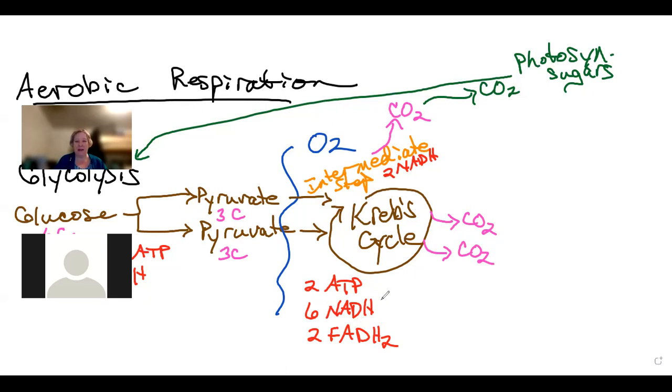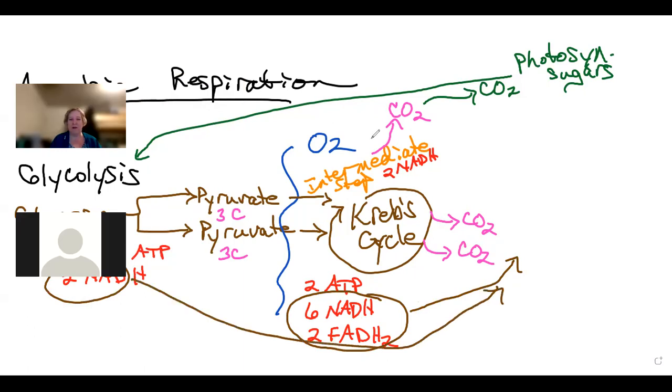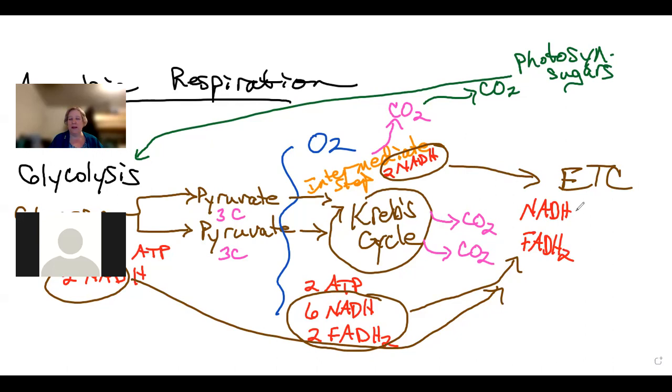So what we do is we take these, and they come over here too, and this one comes over here, and we send them to the electron transport chain. What happens is these NADHs and FADH2s donate hydrogens, and they become less energetic: NAD plus and FAD. NAD plus can go back to the intermediate step, glycolysis, the Krebs cycle. FAD goes back to the Krebs cycle.